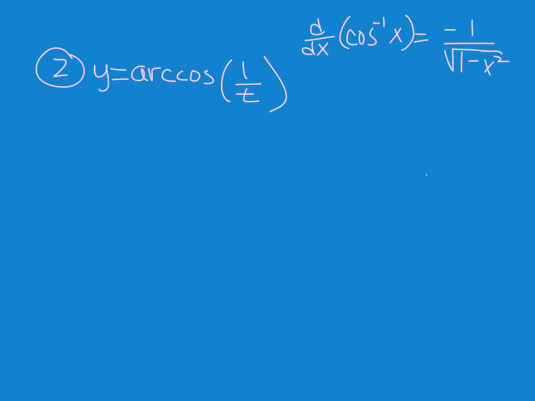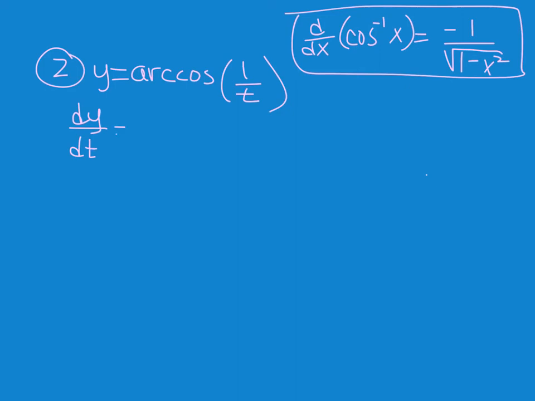So for my first one, I have y equals arc cosine of 1 over t. I wrote out the rule on the side for inverse cosine, or arc cosine, so you can use that to help you out. This is actually going to be a dy dt. Be careful about variables. Don't write dy dx on this one. So we are going to use the chain rule on this one.